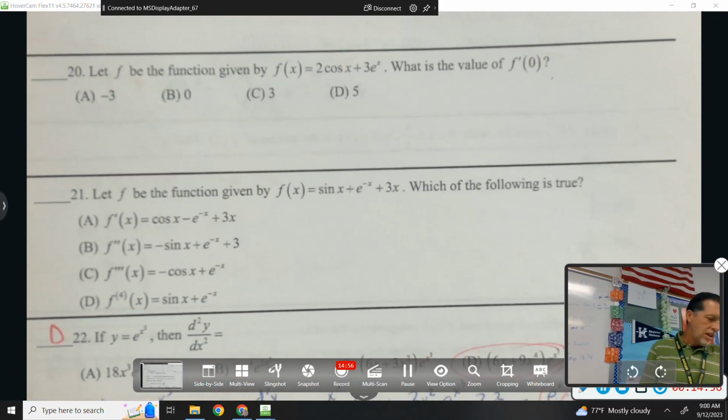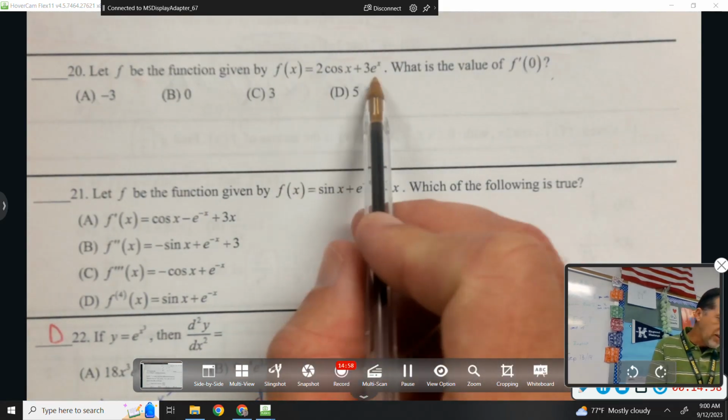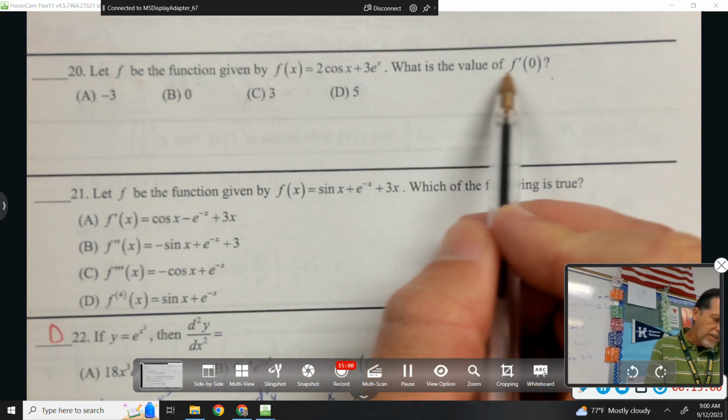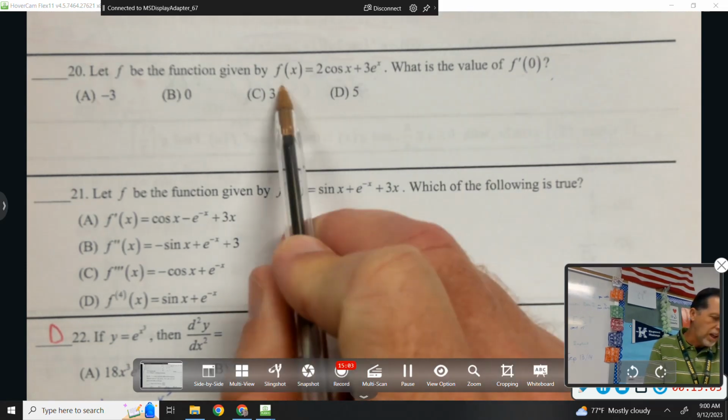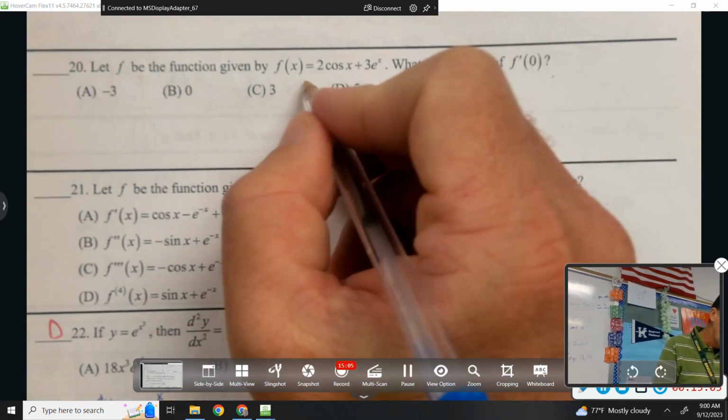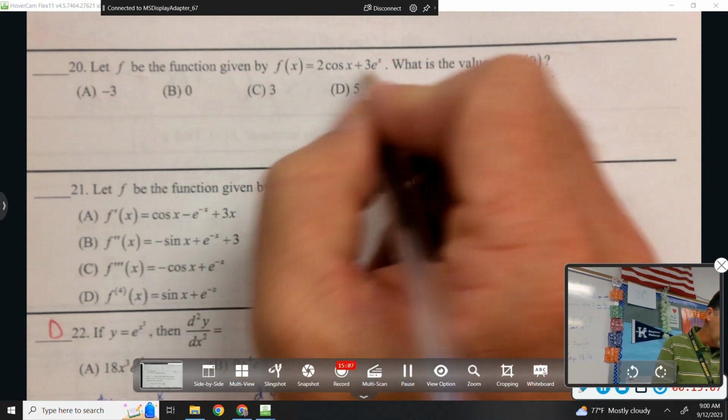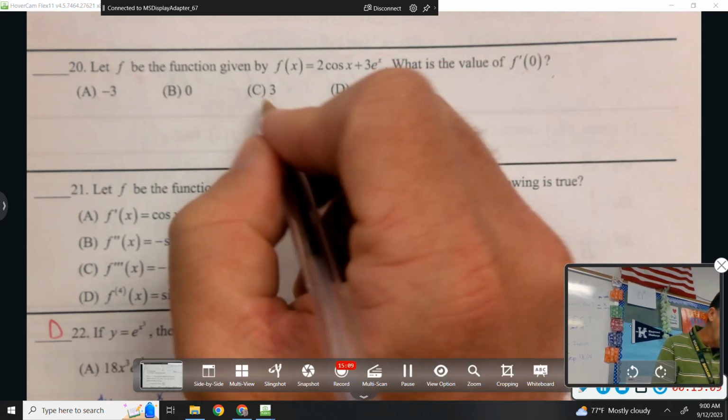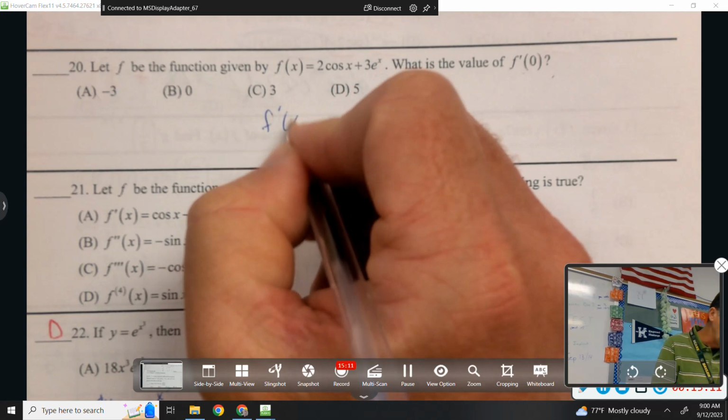Number 20. Let f be the function given by this thing. What is the value of f prime of 0? So take a derivative, plug in 0. And this looks straightforward. Like what's the catch here? This looks easier than most of the ones we've done so far.